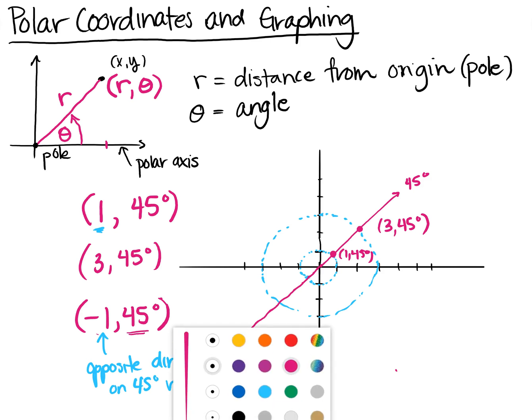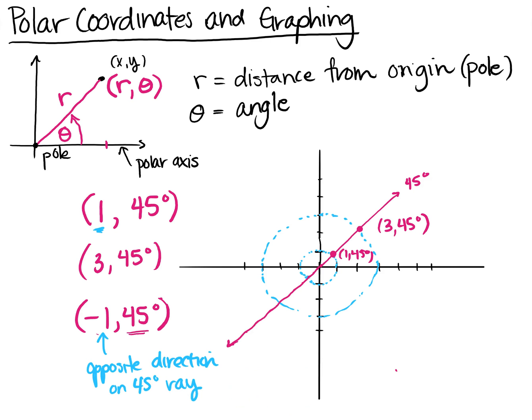Okay, so I want to go in the opposite direction. I'm still going to stay on this circle of radius 1. And so what would this point be right here? This point would be a -1, 45 degrees. I hope that kind of makes sense. Negative r values, we would plot just like that, right? A -3, 45 degrees would be out here, right? Because it'd be on the 45-degree line, but it'd just be in the opposite direction.